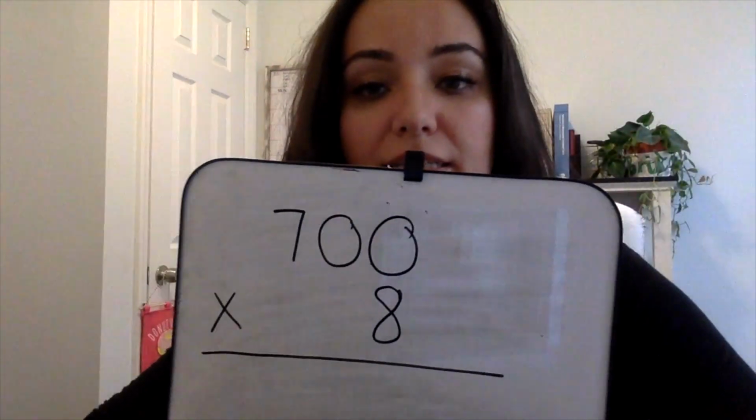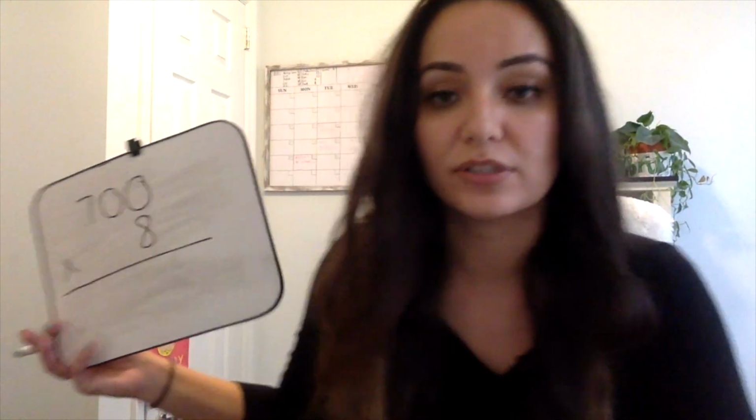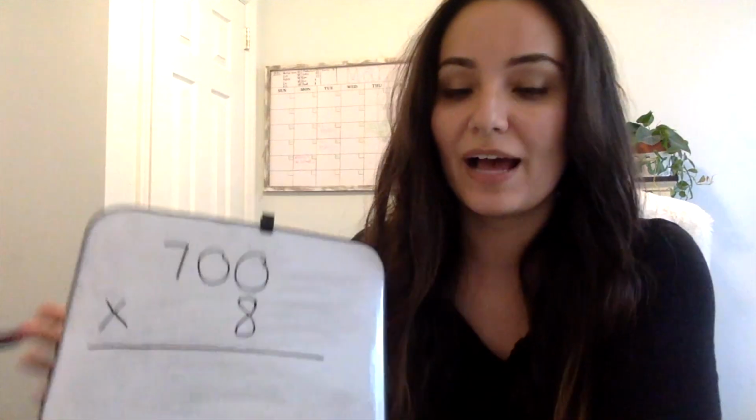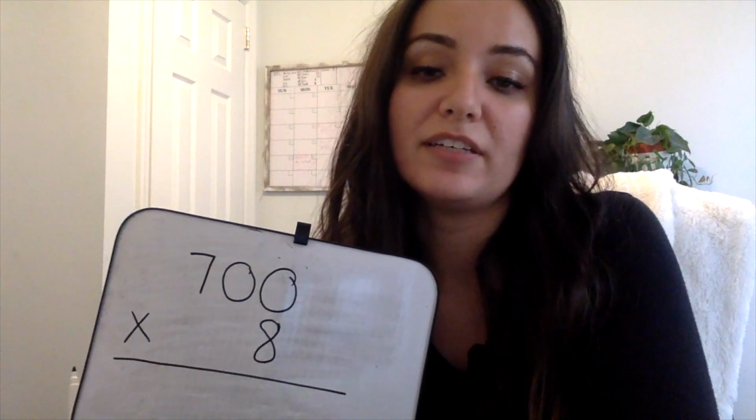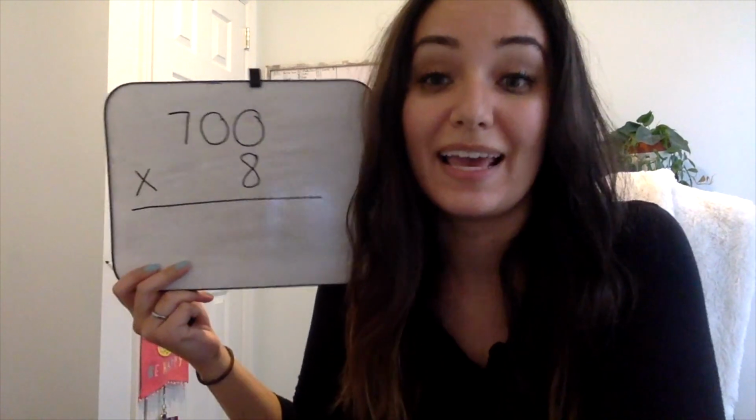This is number 19. So if you remember, I'm still getting used to this camera. If you remember, I told you we keep practicing our multiplication because everything always comes back. It's coming back. See? Okay, so we have 700 times 8.